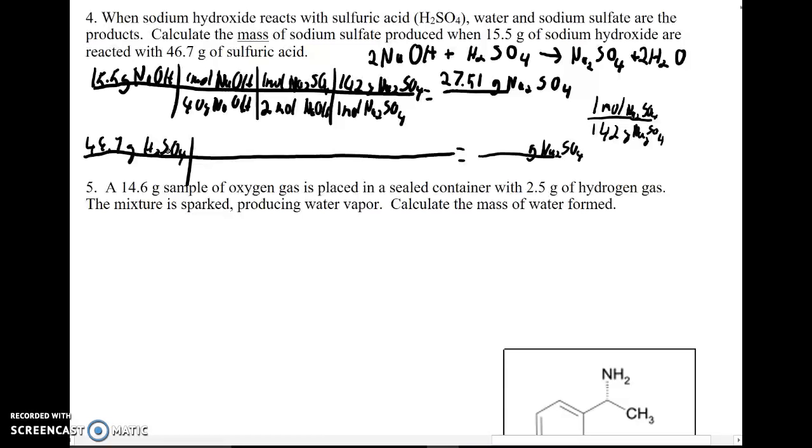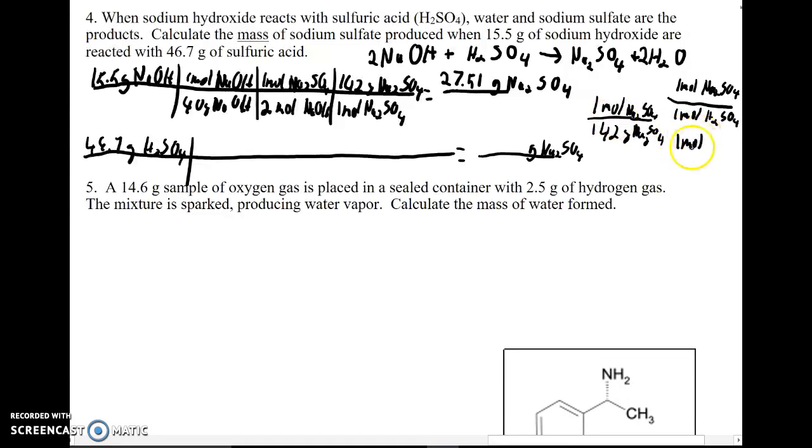So back to my balanced chemical equation, 1 mole of Na2SO4 and 1 mole of H2SO4. All right, and then I need a molar mass conversion factor for sulfuric acid. I still need a molar mass conversion factor for sodium sulfate, but that's right there. So I'm just going to use that one again.